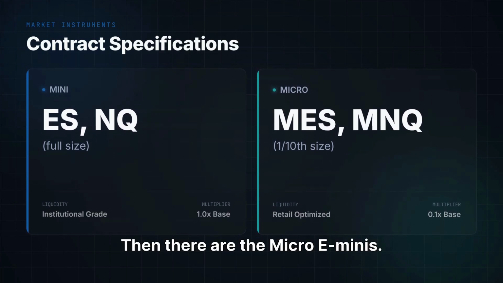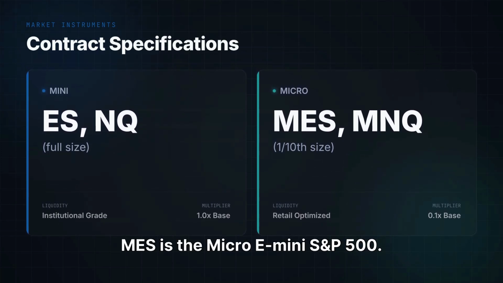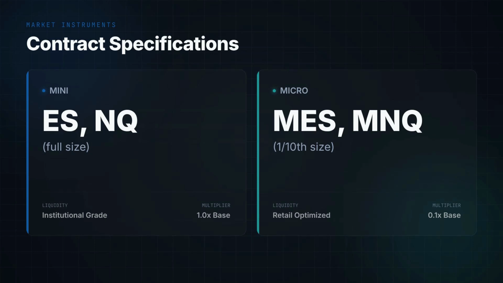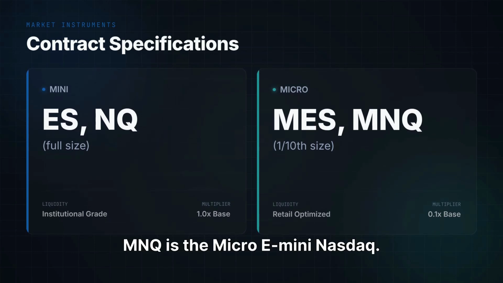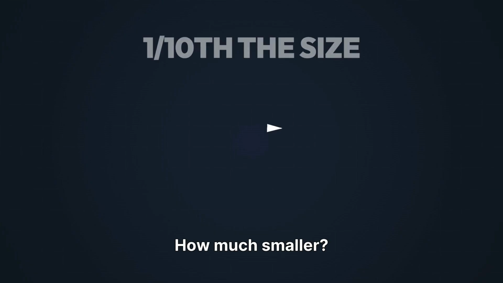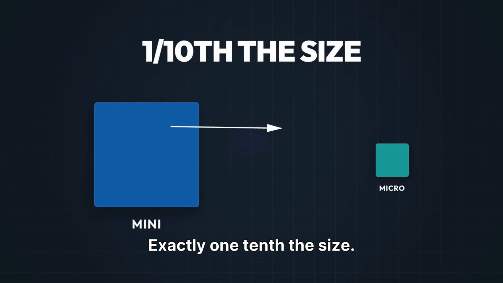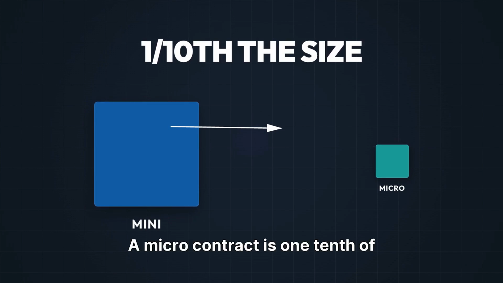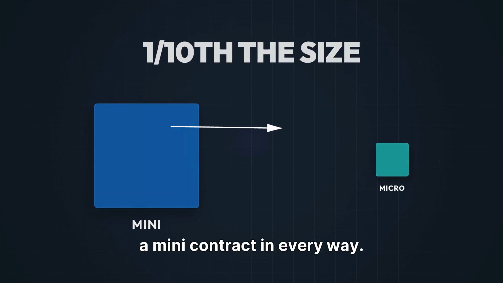Then there are the micro E-minis. MES is the micro E-mini S&P 500. MNQ is the micro E-mini NASDAQ. Same markets, same price action, just smaller. How much smaller? Exactly 1/10 the size. That's the whole concept. A micro contract is 1/10 of a mini contract in every way.